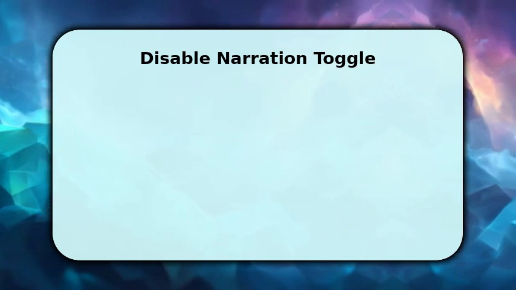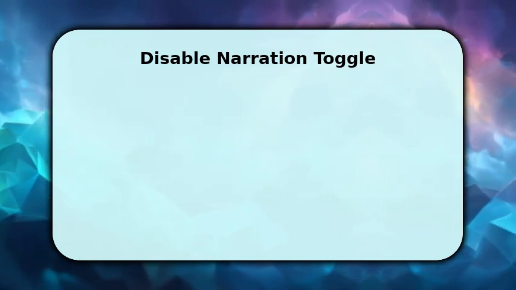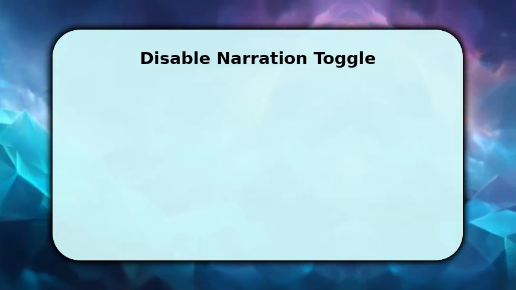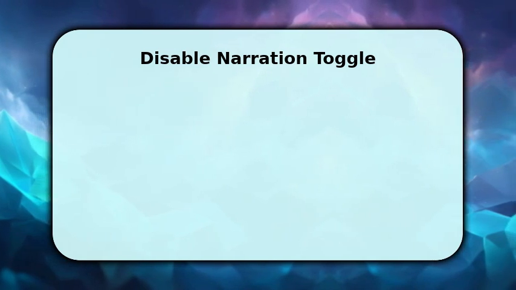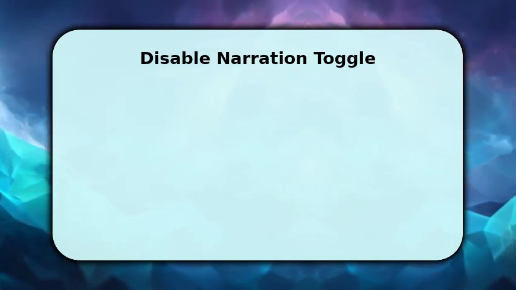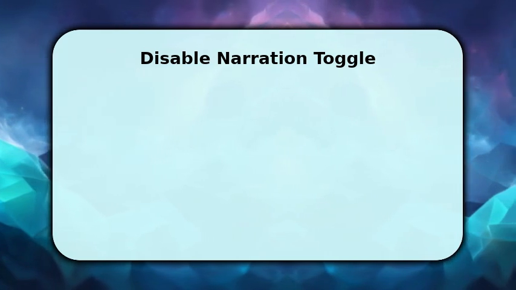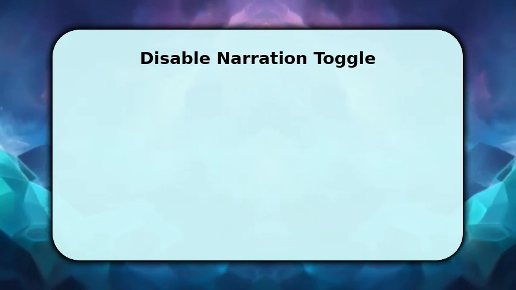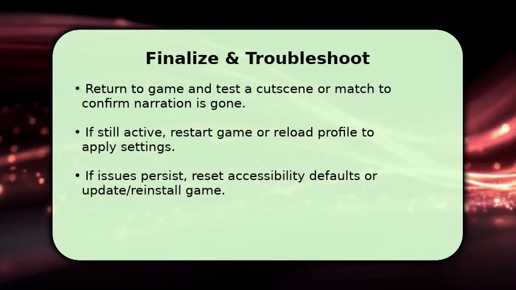Once done, back out one menu level and check in short gameplay to verify the narration has stopped. This confirms both the toggle and the save step worked correctly. Finish by returning to gameplay and immediately testing a cutscene or fatality to confirm narration is off.